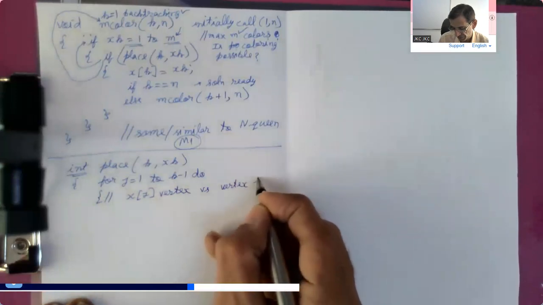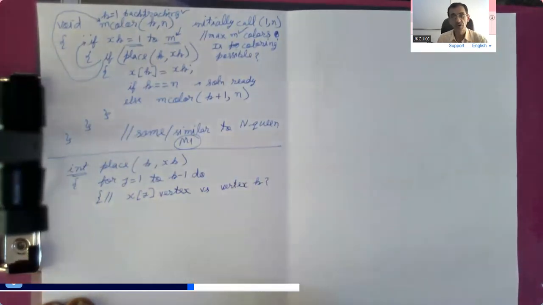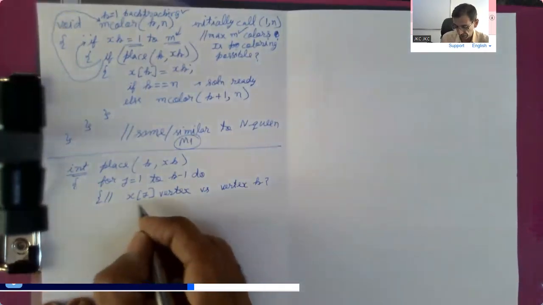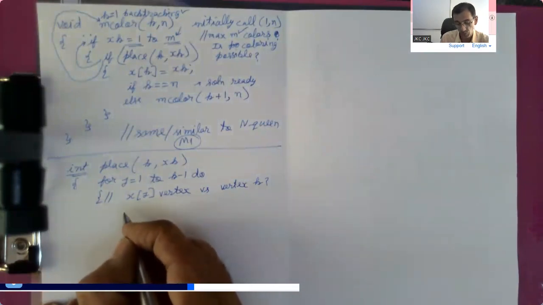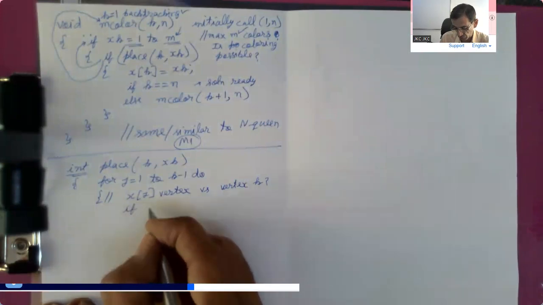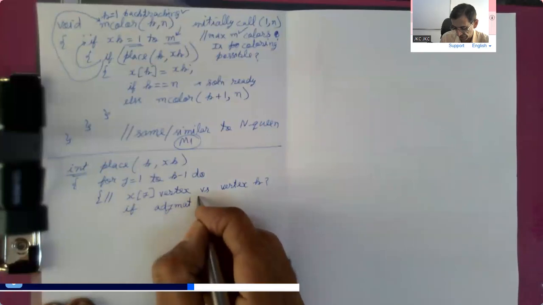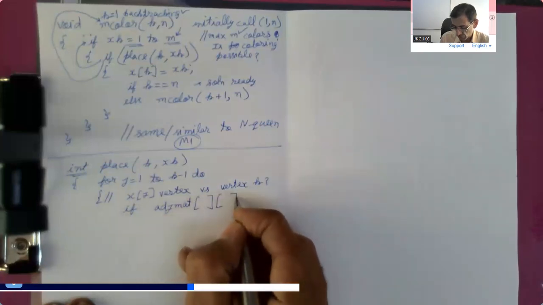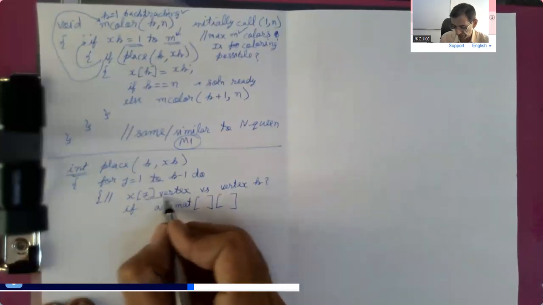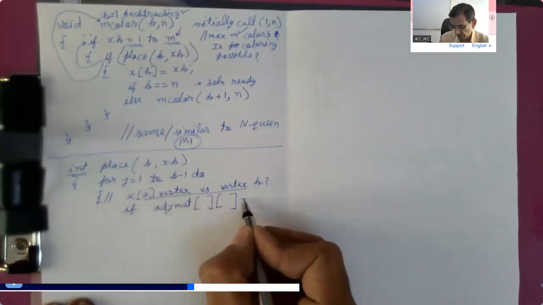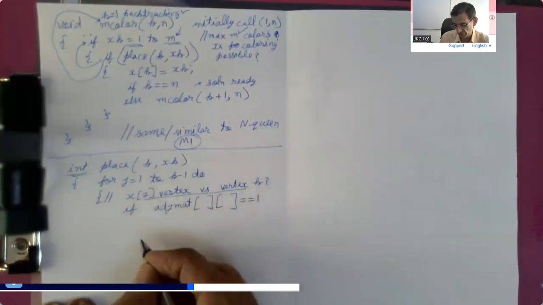Vertex K is being discussed now. If they are not adjacent, not an issue. If they are adjacent, the color has to be checked. So how to check whether they are adjacent or not? I need the graph. So I have to check some condition, and let's assume I have the adjacency matrix available to me. So whether these two are adjacent or not, if they are adjacent, then what?